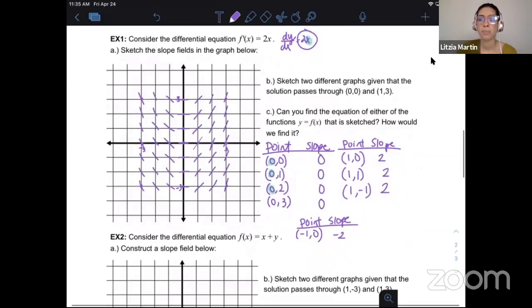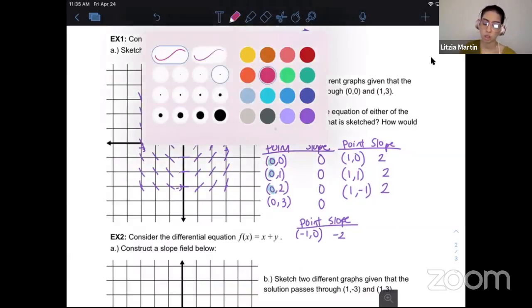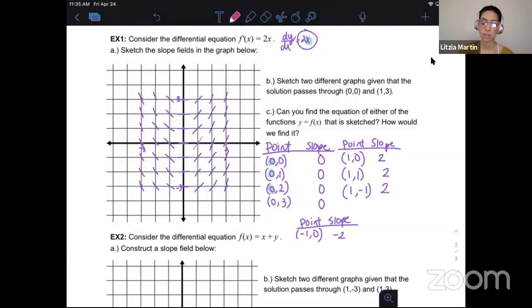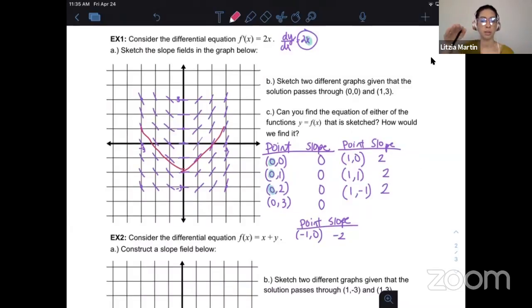So what I'm going to do, and it says here for example B, sketch two different graphs given that the solution passes through 0, 0 and 1, 3. That means if you look at this field, I can draw different parabolas based on different points here. For example here, I can draw a parabola with a vertex at 0, -2, and then draw it out that way.